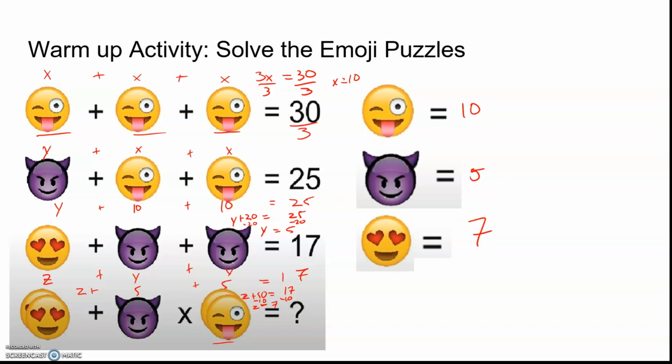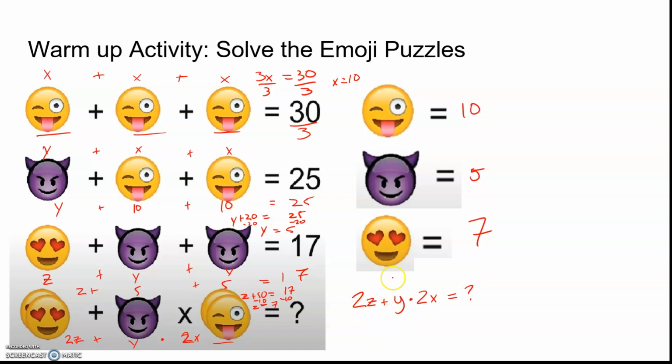For our final equation, we can just take what we've been doing and plug in our numbers. We have 2 hearts, which we've called z, plus 1 devil head, which is a y, times 2 of these winky faces, which we have named x. And I'm sorry if my z's and my 2's look very similar. It's a problem I struggle with daily. So really, we can write this equation as 2z plus y times 2x equals what? Now we just plug in what our variables are.